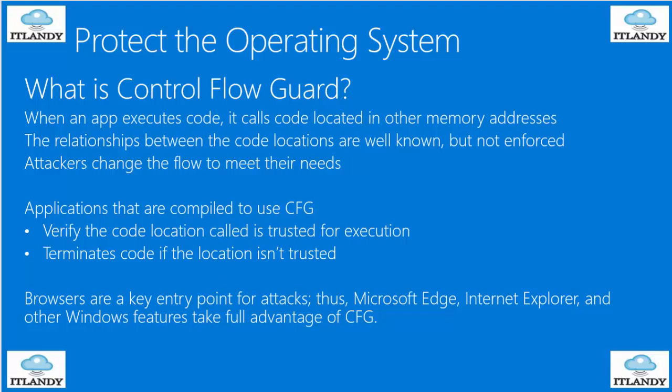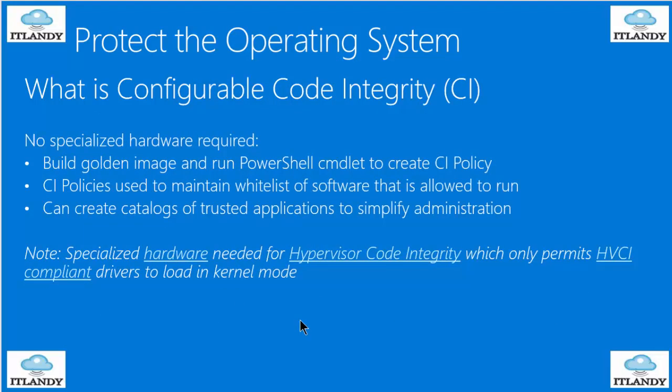The second part is called code integrity. So what is Configurable Code Integrity? No specialized hardware required. Build a golden image and run PowerShell cmdlets to create the policy. CI policies are utilized to maintain whitelisting of software which is allowed to run in our environment. We can create a catalog of trusted applications to simplify the admin task. No specialized hardware is needed for Hypervisor Code Integrity, which will only permit HVCI compliant drivers.